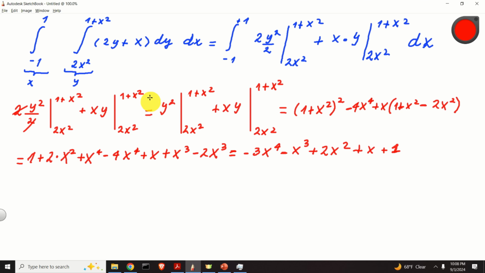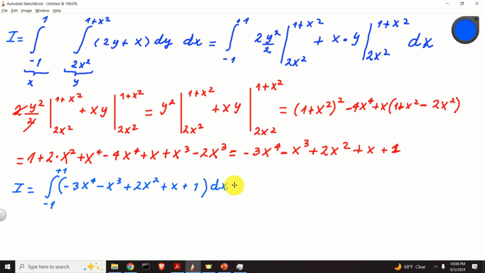And consequently, our original integral becomes this. Let's denote it over here to be I, to be our original integral, and it becomes this. It becomes a simple integral from minus 1 to plus 1 of this expression over here. We have minus 3x to the power 4 minus x to the power 3 plus 2x to the second power plus x plus 1. And over here, we are integrating with respect to dx.